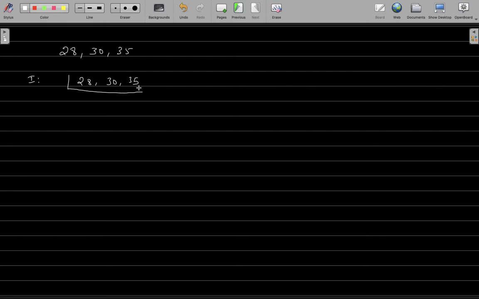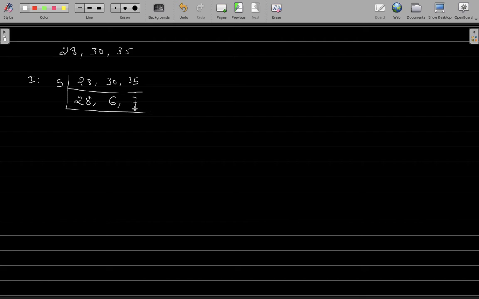30 and 35 are divisible by 5. 28 and 35 are divisible by 7. Both 5 and 7 are prime numbers. You can choose either of them. Let me choose say 5. Because 5 does not divide 28, I'm going to write 28 as it is. 5 times 6 gives you 30. 5 times 7 gives you 35.